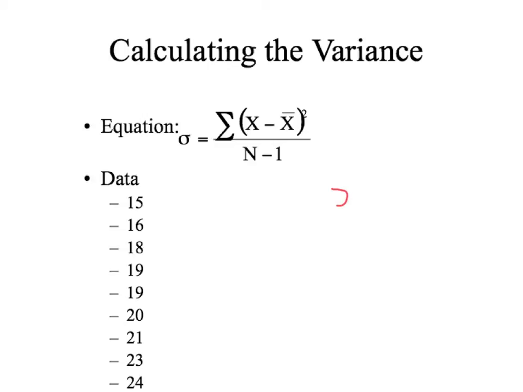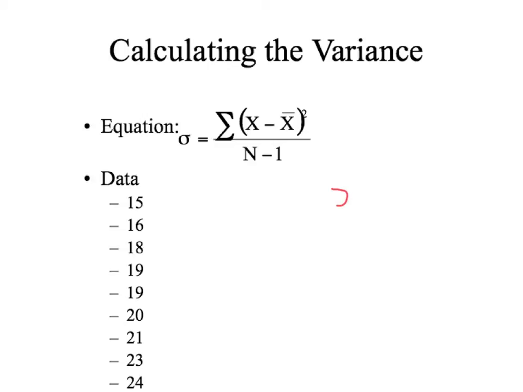So how do we go about calculating the variance? The equation for variance is the sum of x minus the mean squared divided by n minus 1. So what this equation is telling us to do is to take every x, or every data point, subtract the mean, or the average for all of the data, square those, add each one together, and then divide by n minus 1. So to start with our equation, we're going to need to calculate the mean.